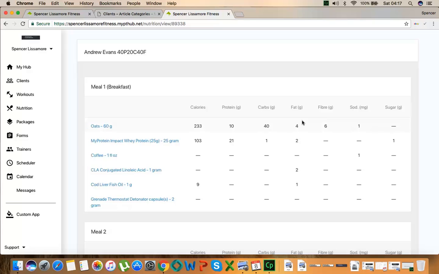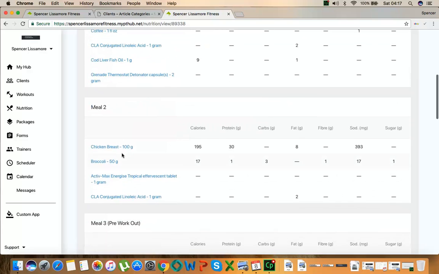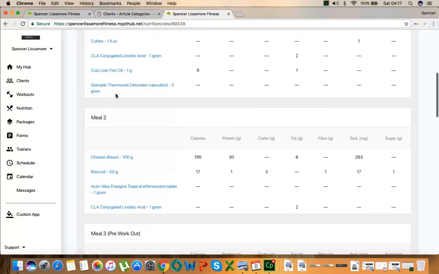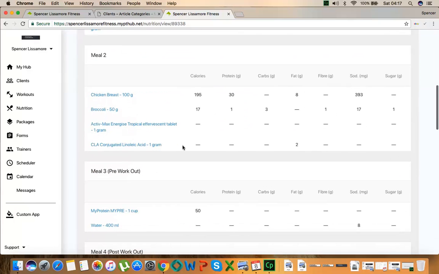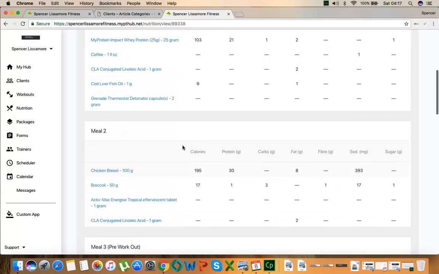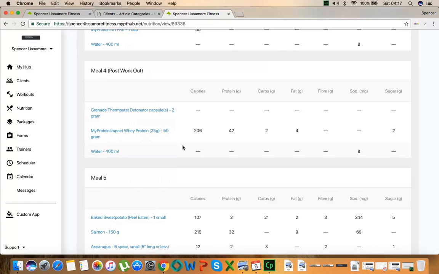So we have meal 1, breakfast, with the necessary multivitamins and cod liver oil. Meal 2, we're looking at 8, 11, 1 o'clock, or in this case, depending on how you answer the questionnaire, we have meal 3 pre-workout. He'll obviously be training midday. I do believe that Andrew trains during his dinner break at work. We'll then have a post-workout, usually consisting of a protein shake.